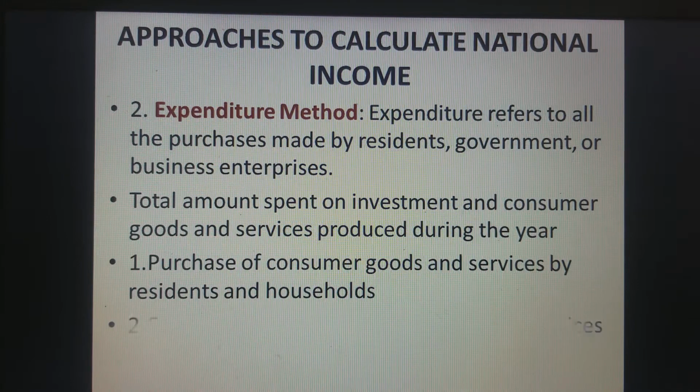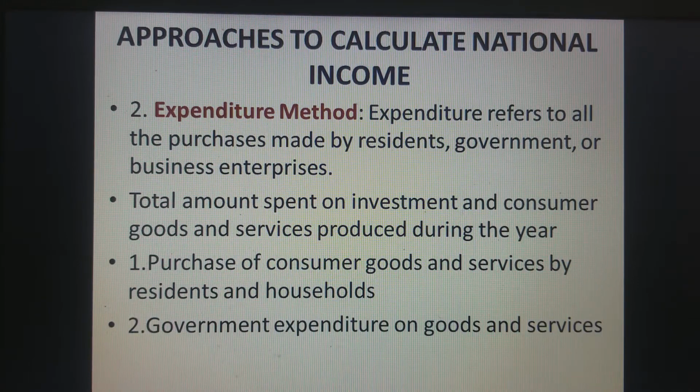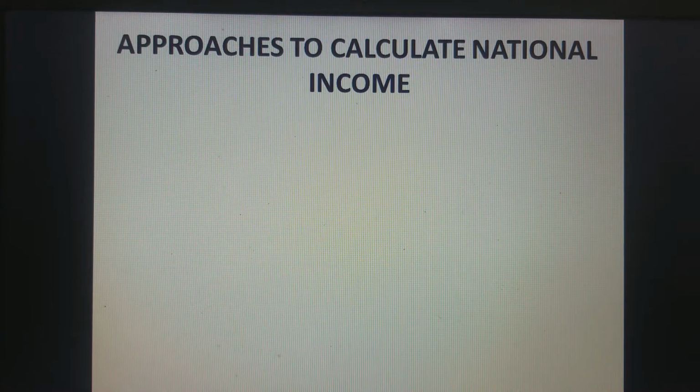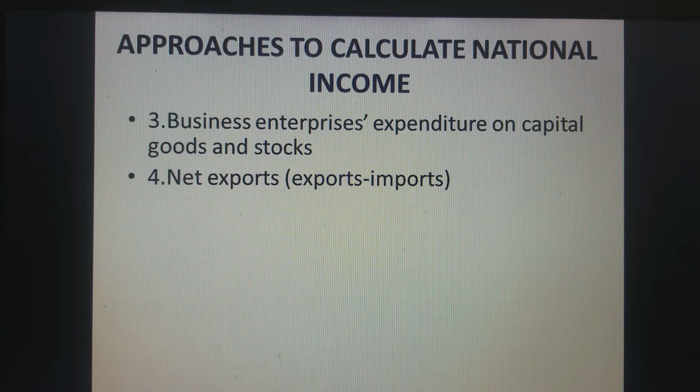Now, there are some areas that attention is given to in calculating national income using the expenditure method. One is the purchases of consumer goods and services by residents and households. So we are further breaking it down. Secondly, government expenditure on goods and services. Thirdly, business enterprise expenditure on capital goods and stock. And of course, the net result of exports as against imports.